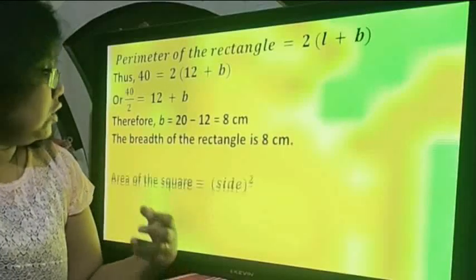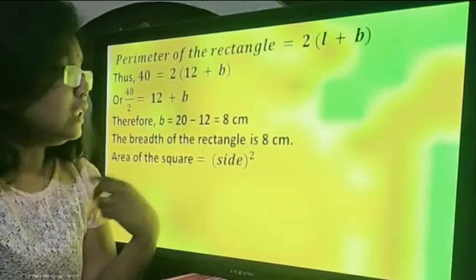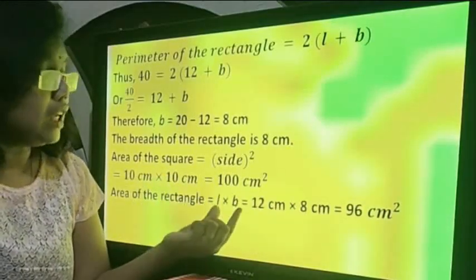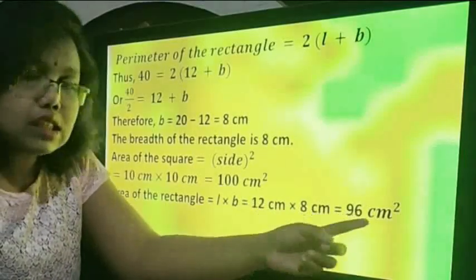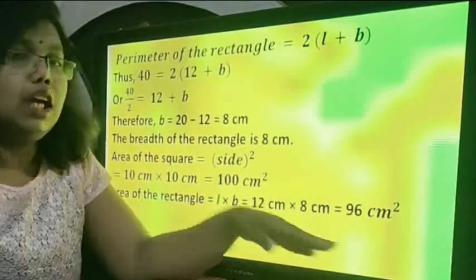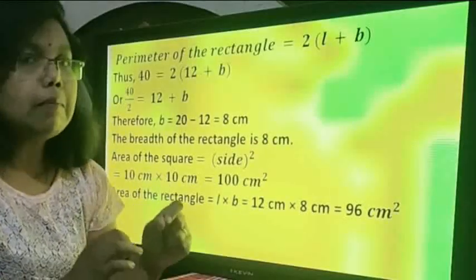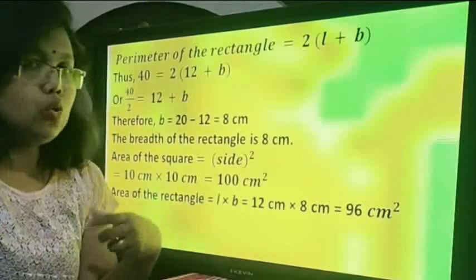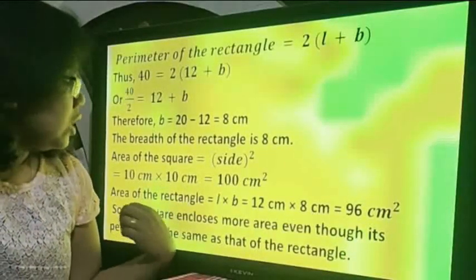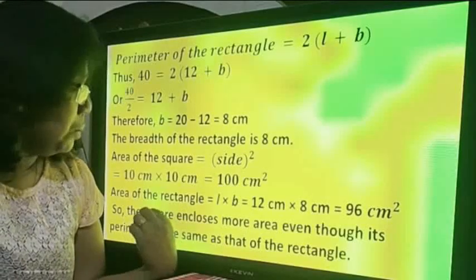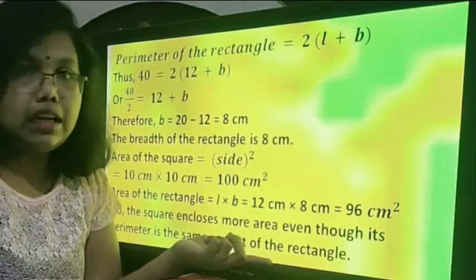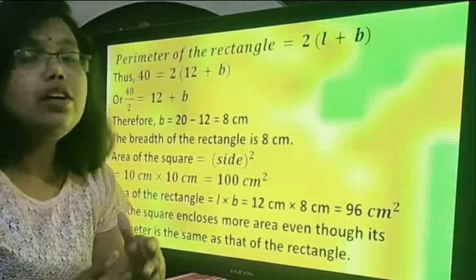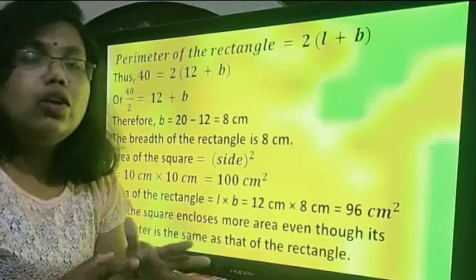Now the area of the square is side square. The formula tells us that. So 10 into 10, that is 100 centimeters square, and the area of the rectangle is L into B. So 12 into 8 is 96 centimeters square. Now see the difference in the area. Though the length of the wire that we used was the same, still the area differed. And which one has bigger area? The square. So we write the conclusion here. The square encloses more area even though the perimeter is the same as that of the rectangle. Though we get the same measure of the wire, we still had different areas. So that is how we would understand.